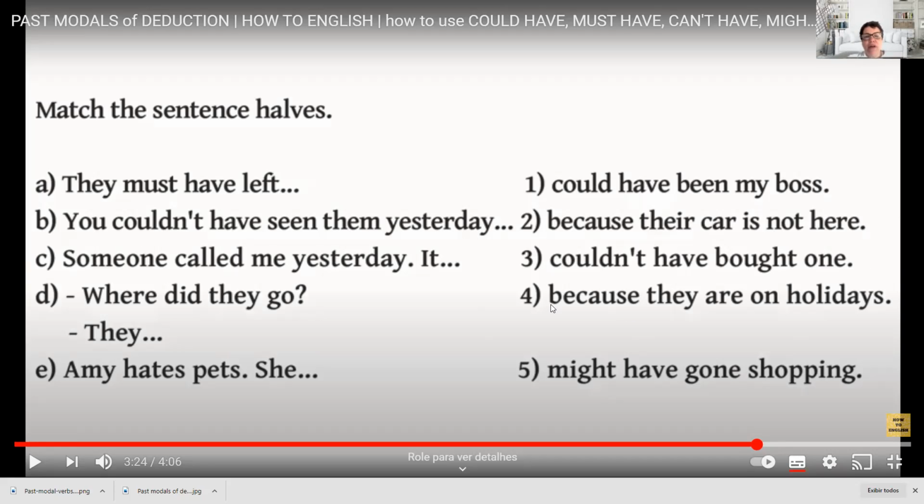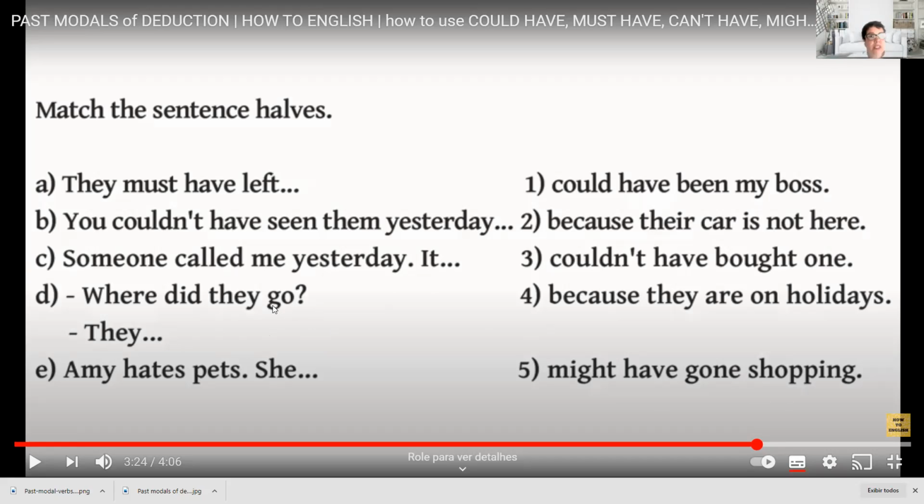Could be number 4. Yeah, because they are on holidays. So they are not here, right? Someone called me yesterday. It could have been my boss. Okay, good. Very nice. Where did they go? Oh, this one here is better in number 5. So they might have gone shopping.